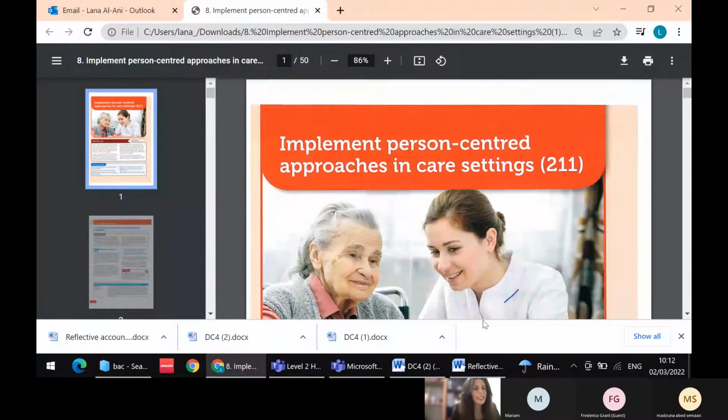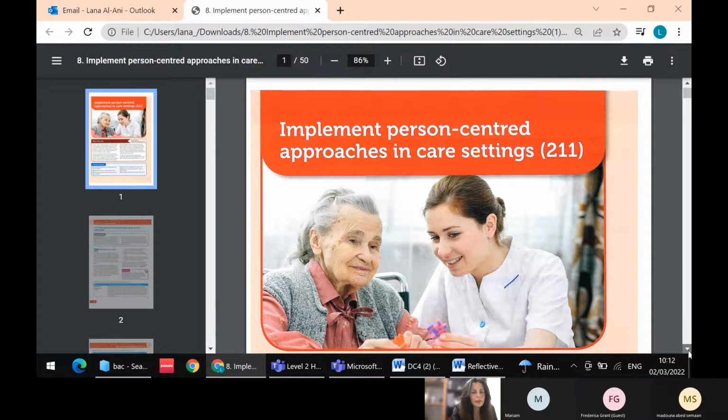So today's session is all about implementing person-centered approach in care setting. Do we know what's person-centered approach? Have you ever heard about person-centered?